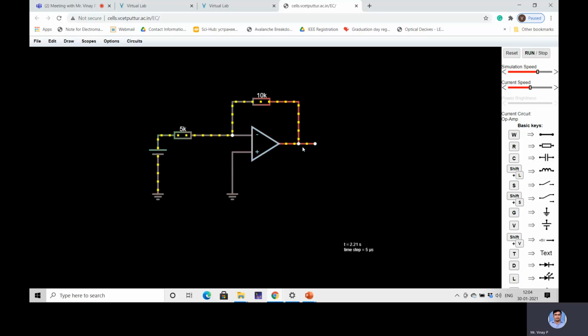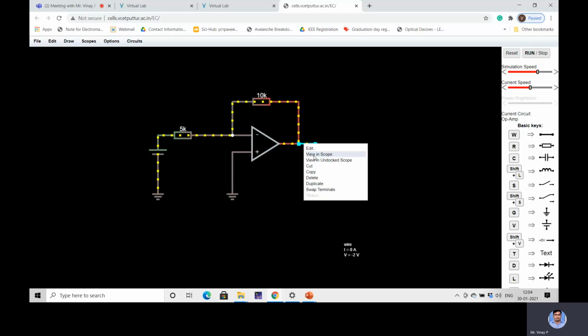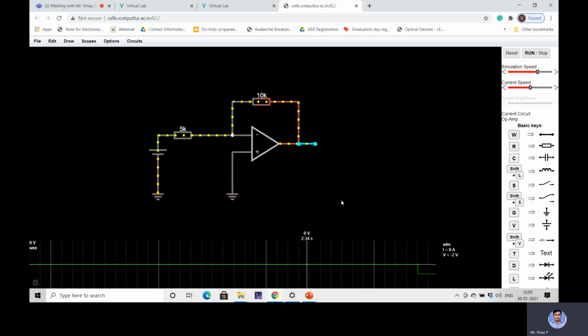Now to measure the output, you can use an oscilloscope. Generally, to measure the output voltage, input voltage, or different values, I'll use an oscilloscope or multimeter. So here I'll check the output using the scope. That scope indicates the oscilloscope, and the scope will be displayed like this. Now I'll run the circuit.